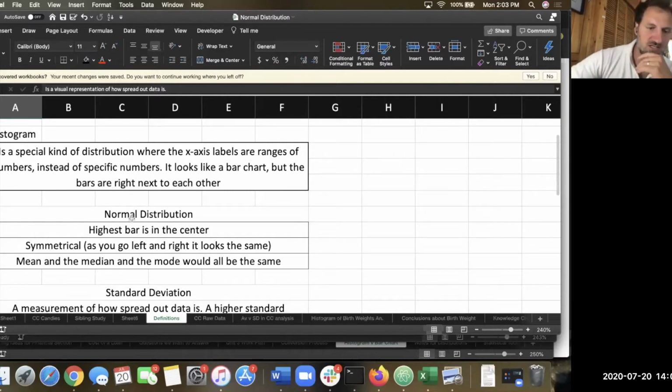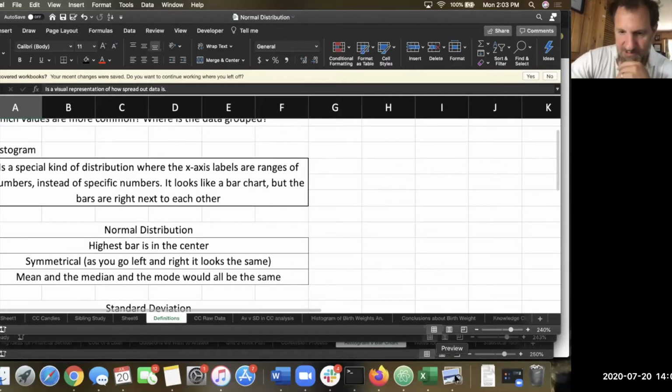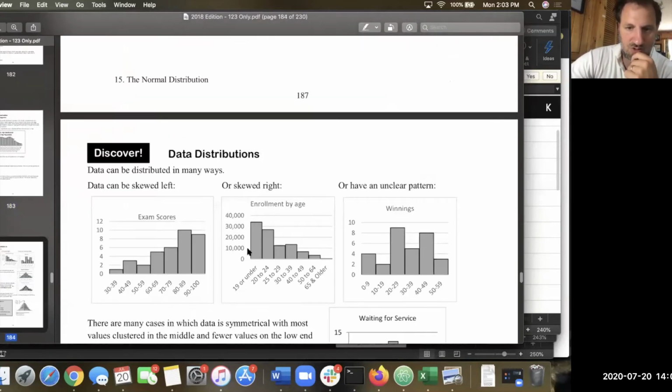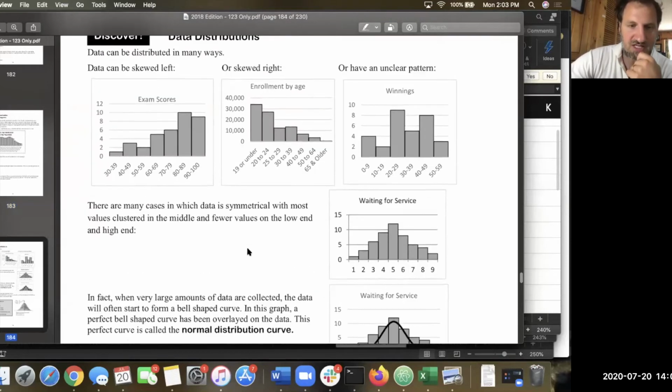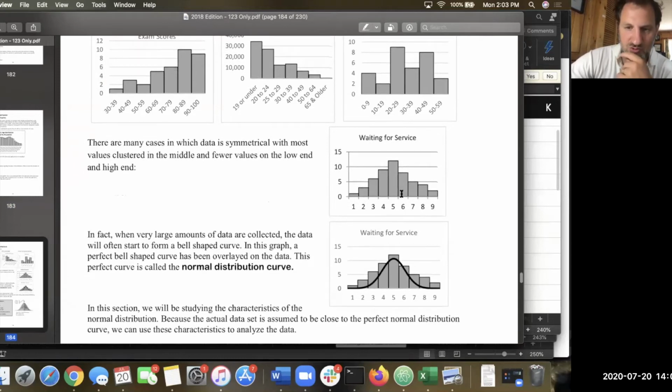Now I'm going to get to the standard deviation in a second, but let's take a look at an example of a normal distribution. On the next page, they show you some different distributions. This is skewed left. This is skewed right. This is not any kind of pattern. And this is what a normal distribution might look like, where the tallest bar is in the center, and then you have the symmetry, which means the left side and the right side look the same.